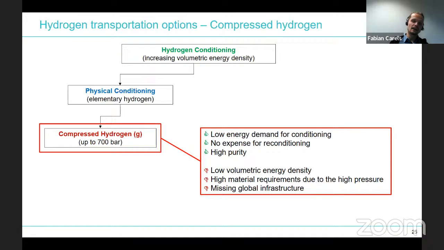But on the other hand, the volumetric energy density is comparably low if we look at other options we will see later on, and there are high material requirements, for example, if we want to build tanks for mobile applications for the high pressure hydrogen. So we need really strong tanks and very strong materials. And we also don't see that there's a global infrastructure already available for gaseous hydrogen.